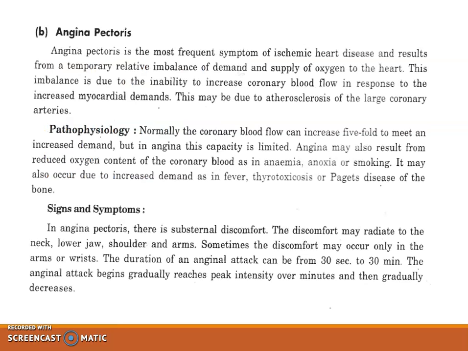The second cardiovascular disease is angina pectoris. It is the most frequent symptom of ischemic heart disease and a result of temporary relative imbalance of demand and supply of oxygen to the heart. This imbalance is due to the inability to increase the coronary blood flow in response to the increased myocardial demand. This may be due to atherosclerosis of a large coronary artery.